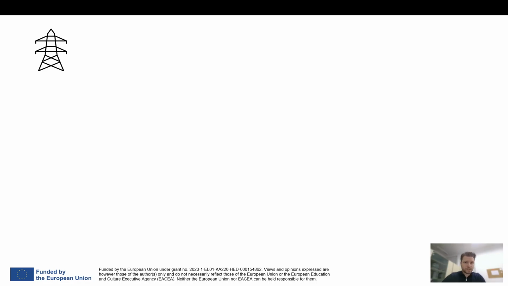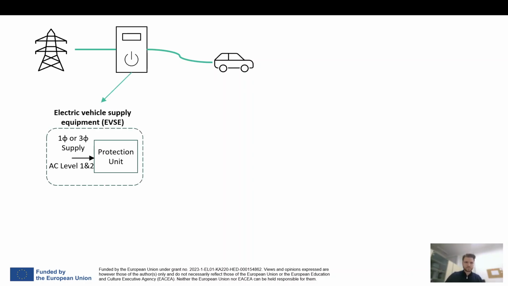So first of all, we need the distribution system or the distribution grid. And when I say the distribution grid, I do not mean all of the branches and the nodes in the distribution grid, but rather the point of common coupling between the distribution grid on one side and the electric vehicle on the other side. And here, of course, I refer to the electric vehicle supply equipment, also known as the EVSE, which connects the electric vehicle to the grid.